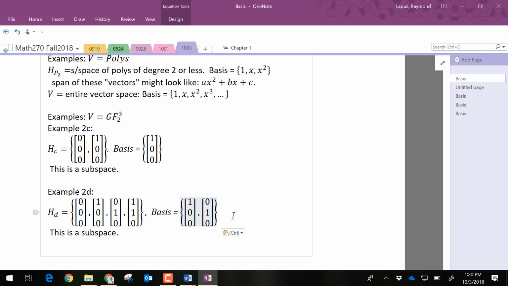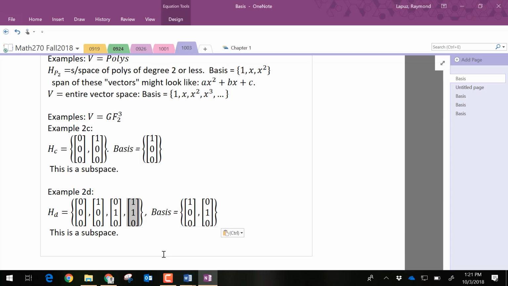Right? Well, in this case, they're in GF2, 3, because we're not talking real numbers here. We're just talking about these two elements, 0 and 1. In the subspace, yes. Okay.